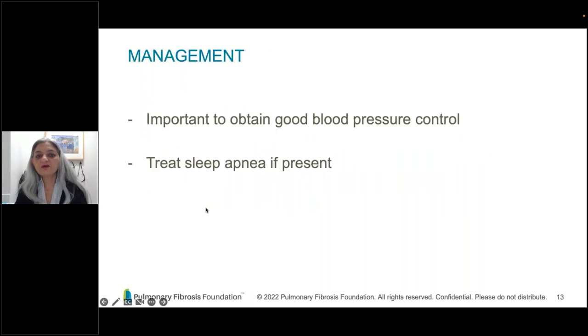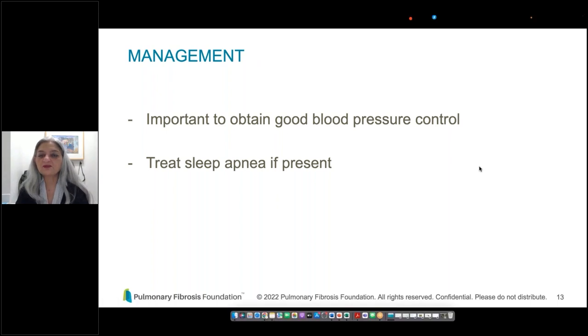It's also very important to control the blood pressure. If you have systemic hypertension and the pressures are high, that also leads to high pressures within the lungs, so we want to control that well. And if there is a diagnosis of sleep apnea, it needs to be treated and addressed before we go on to more specific treatments for pulmonary hypertension. Next slide.